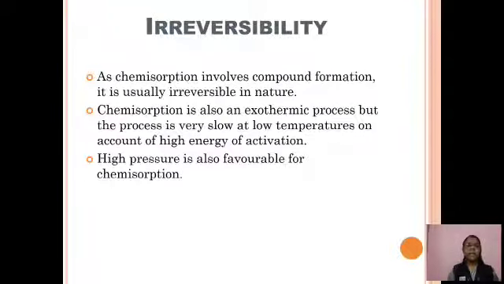And next is irreversibility. As chemical adsorption involves compound formation and chemical bonds are formed, it is impossible to reverse it. And also, chemical adsorption is an exothermic process. In case of physical adsorption, we learned that it is an exothermic process, but it requires very low temperature. But in the case of chemical adsorption, it requires very high temperature. It is very slow at low temperature because it requires high activation energy and high pressure. With the help of high pressure also we can increase the chemical adsorption.